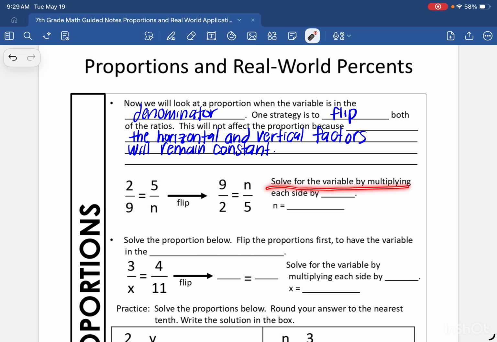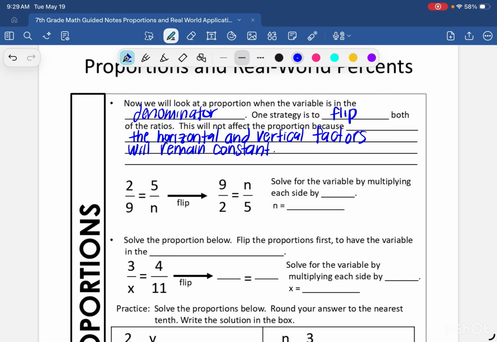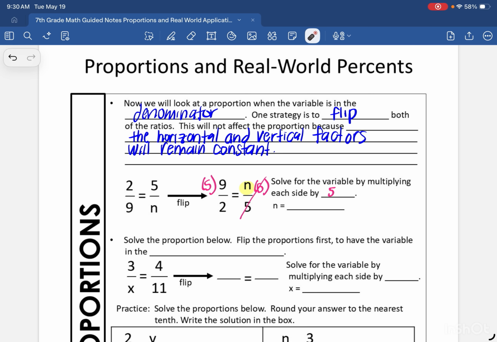Solve for the variable by multiplying each side by, well, I want my n to be alone, and it's n divided by 5, so if I multiply each side by 5, that will cancel out and give me 1n, but I need to multiply this side by 5 as well. So I'm multiplying each side by 5, then I have 5 times 9, which is 45, divided by 2, and that will give me 22.5.